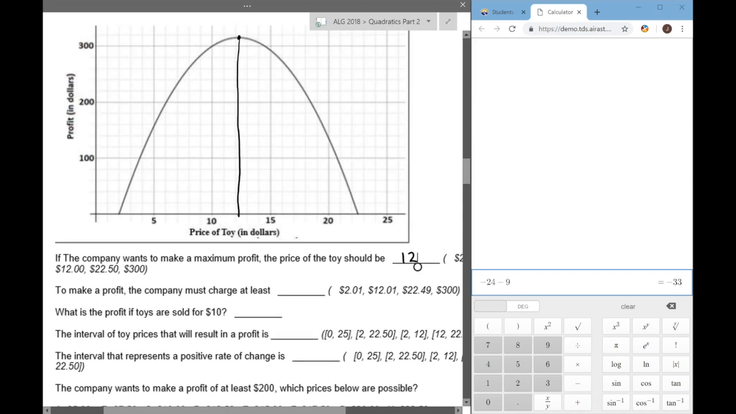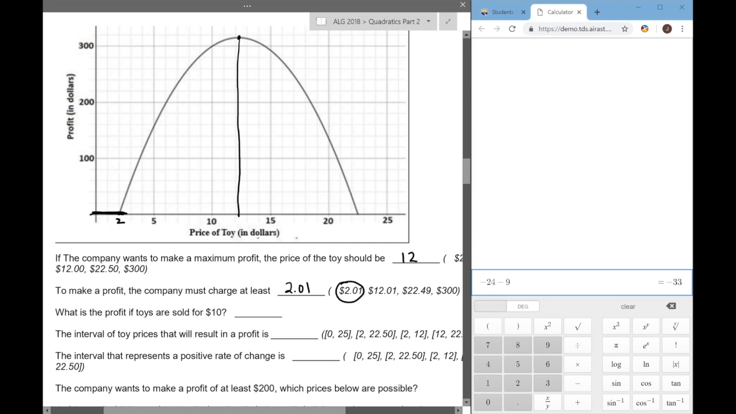Okay. To make a profit, the company must charge at least $2.01, $12.01, $22.49, or $300. So right here is about $2. But they don't make any money. You see how on the line they make no money? Right here they make no money. So what's the next number after $2? Well, the only other number is $2.01. We did a problem like this earlier this unit.